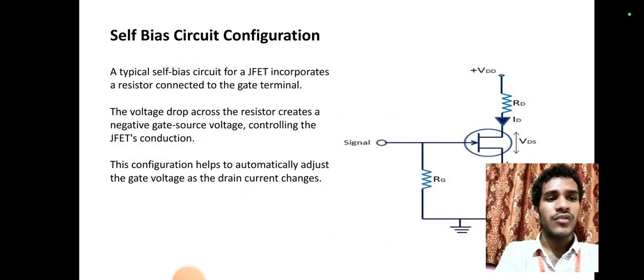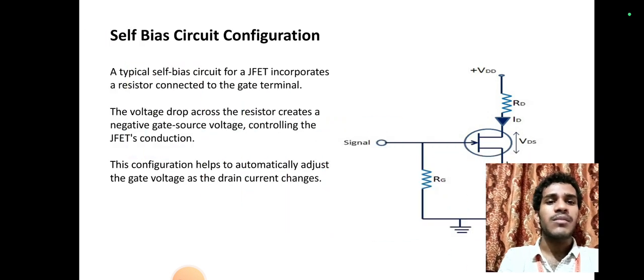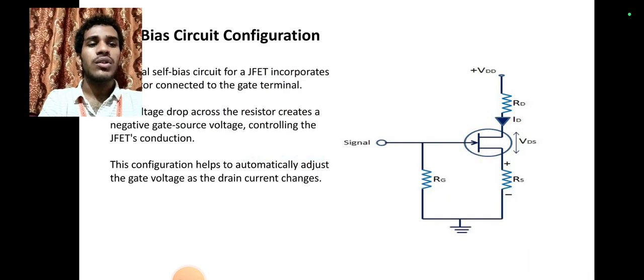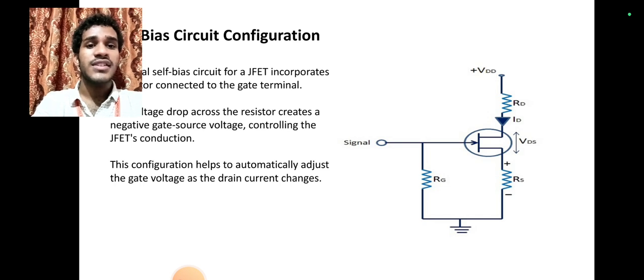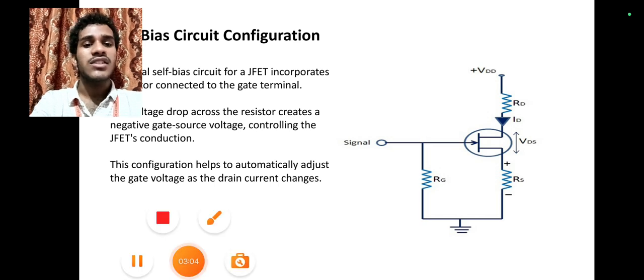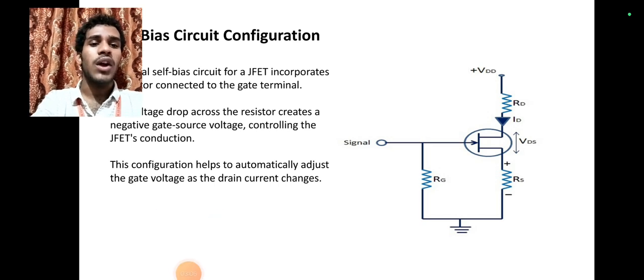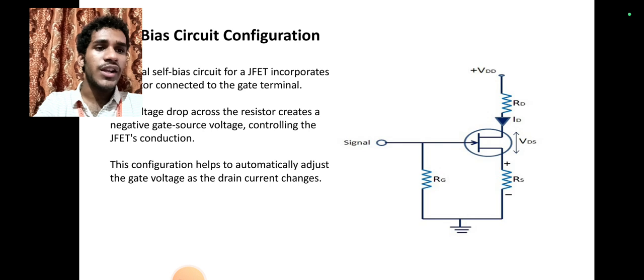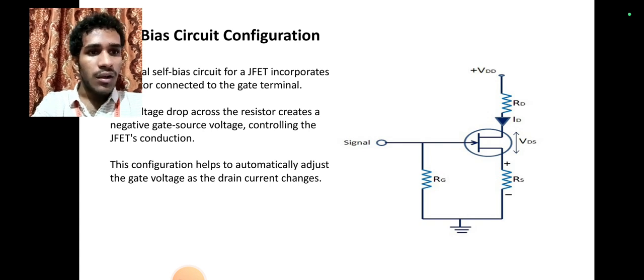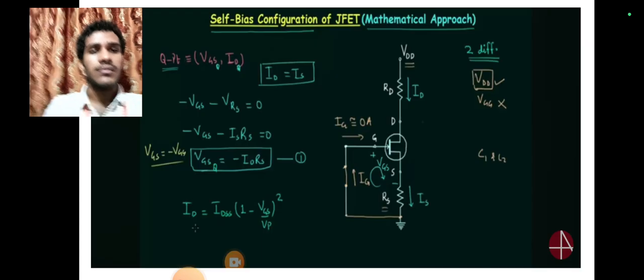Self bias circuit configuration. How is the self bias circuit configured? A typical self bias circuit for a JFET incorporates a resistor connected to the gate terminal. The voltage drop across the resistor creates a negative gate-source voltage, controlling the JFET conduction. This configuration helps us to automatically adjust the gate voltage as the gate current changes. Here we can see the signal, VDD, RD, ID, VDS, RS.